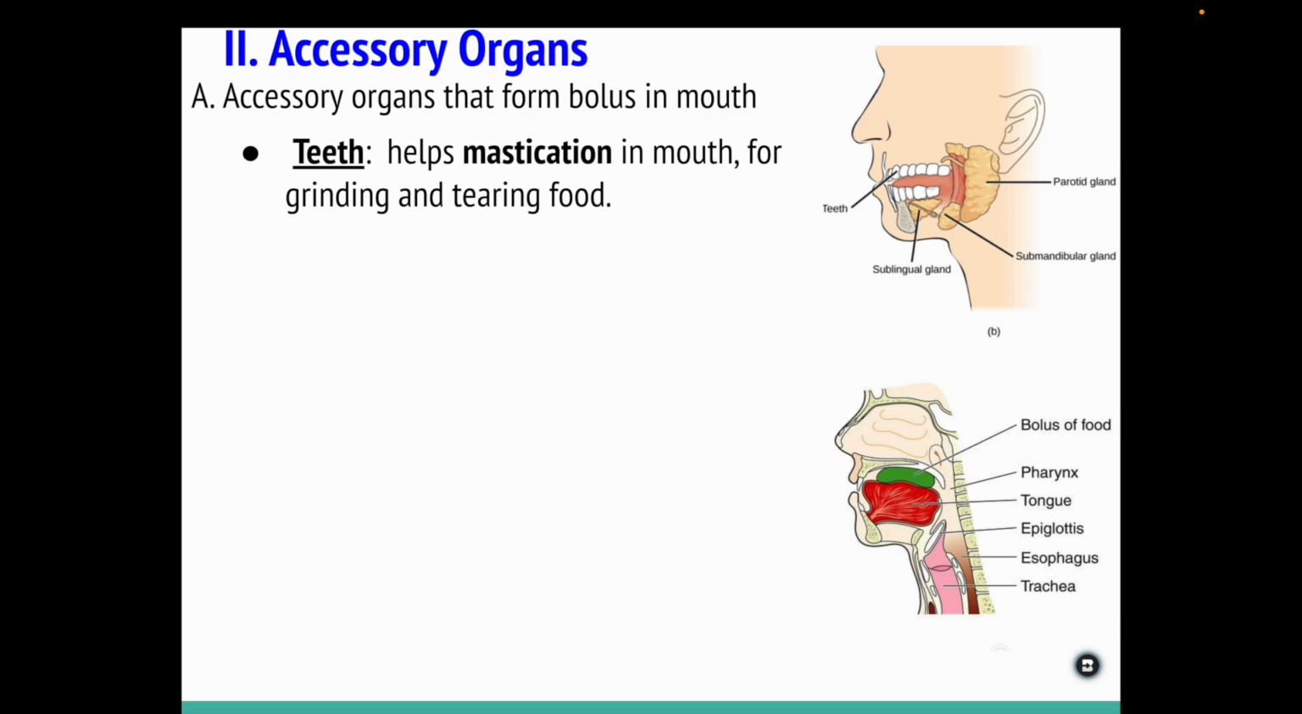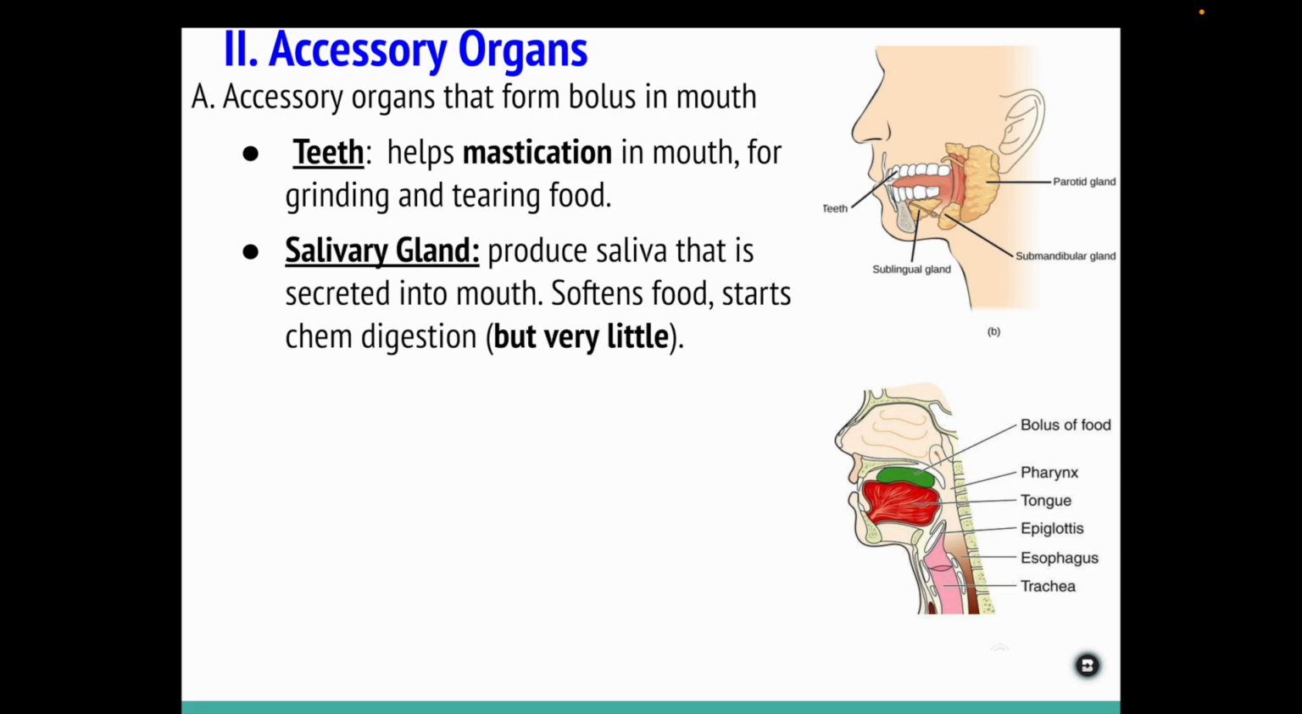Now, the first accessory organ is your teeth. The teeth help the act of chewing, which is also known as mastication. Chewing, mastication, same thing. And this is physical digestion you do by grinding and tearing your food with the aid of your teeth. Your teeth are considered accessory because, again, food's not going inside the teeth. It's going inside the mouth, and the teeth are just around to assist the mouth in the process.